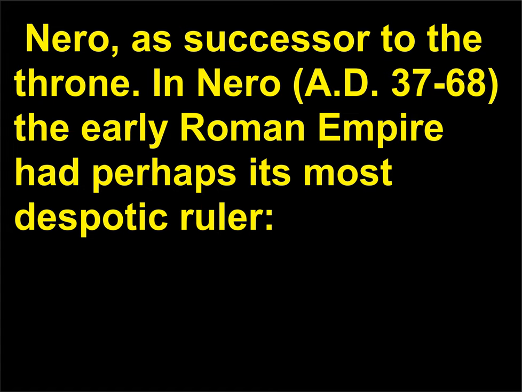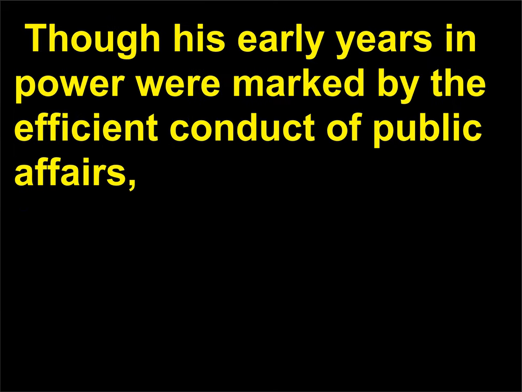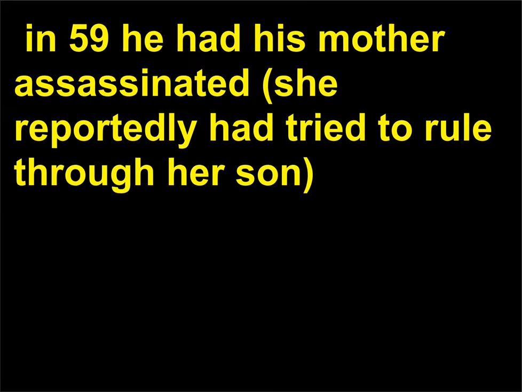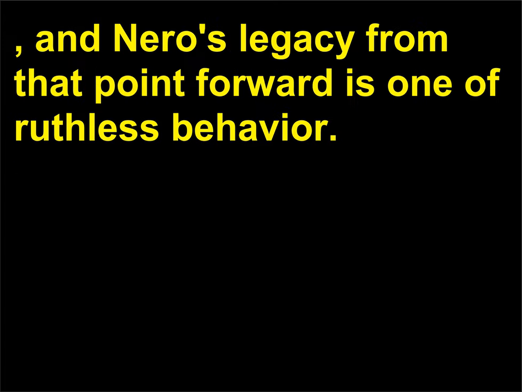In Nero, A.D. 37-68, the early Roman Empire had perhaps its most despotic ruler. Though his early years in power were marked by the efficient conduct of public affairs, in 59 he had his mother assassinated. She reportedly had tried to rule through her son. And Nero's legacy from that point forward is one of ruthless behavior.